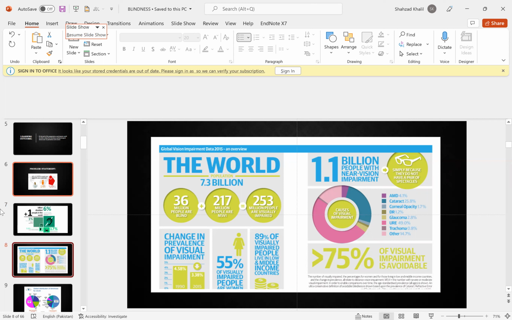There is a change in the prevalence of visual impairment. As you can see, in the 1990s it was 4.58%. Now in 2015, it was 3.38%.